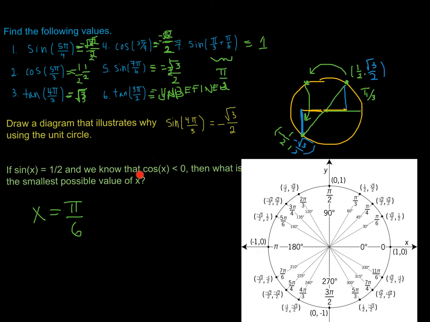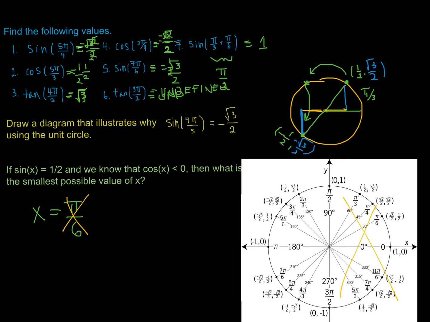But that doesn't satisfy the fact that cosine has to be less than 0, right? I know that cosine will be less than 0 only in these two quadrants here. So I can completely forget about these to the right. So this will not work.